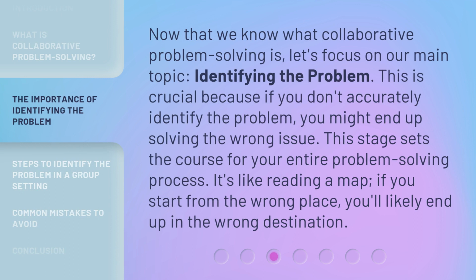Now that we know what collaborative problem solving is, let's focus on our main topic, identifying the problem. This is crucial because if you don't accurately identify the problem, you might end up solving the wrong issue. This stage sets the course for your entire problem-solving process. It's like reading a map. If you start from the wrong place, you'll likely end up in the wrong destination.